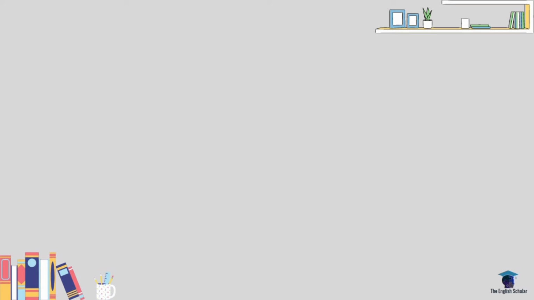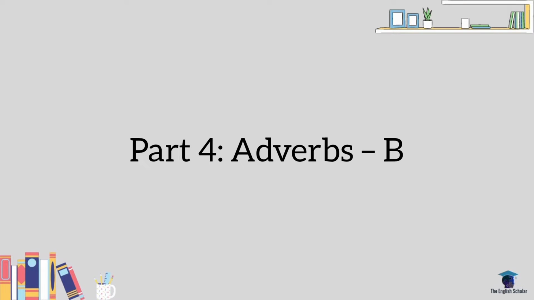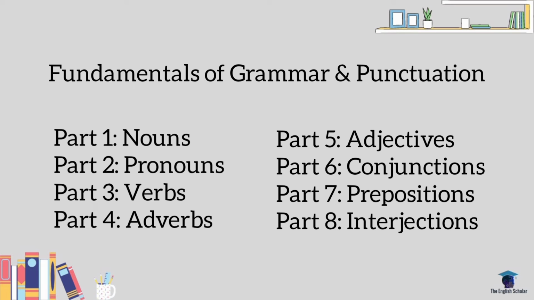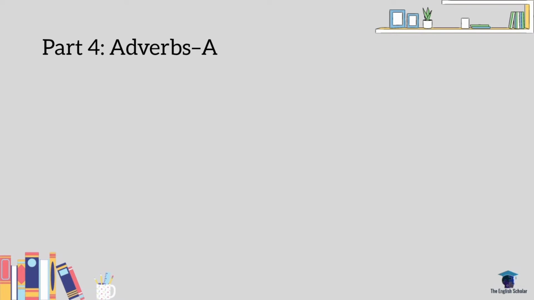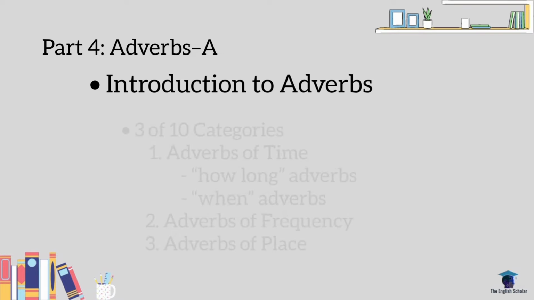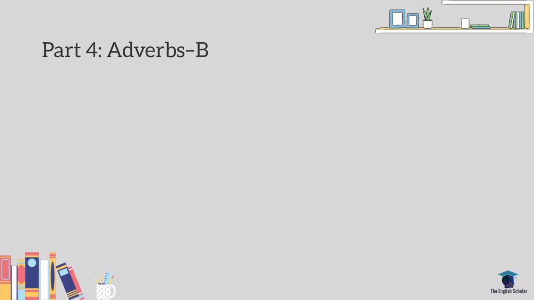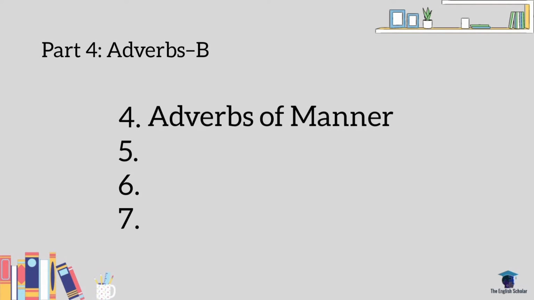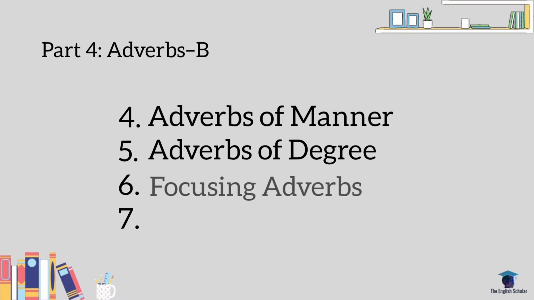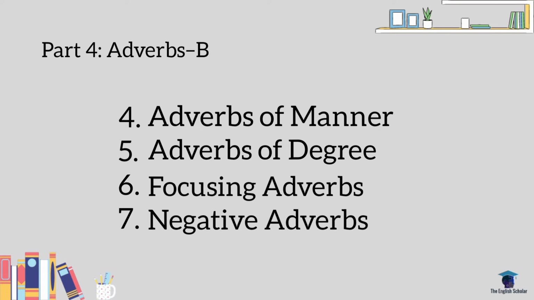This video serves as our Part 4-B on Adverbs and Fundamentals of Grammar and Punctuation series. In the previous video, we had a short overview about what an adverb is and discussed 3 of its 10 categories. We discussed adverbs of time, when adverbs, how long adverbs, adverbs of frequency, and then the last one was adverbs of place. In this video, we are going to discuss the next 4 in the list, namely adverbs of manner, adverbs of degree, focusing adverbs, and negative adverbs.